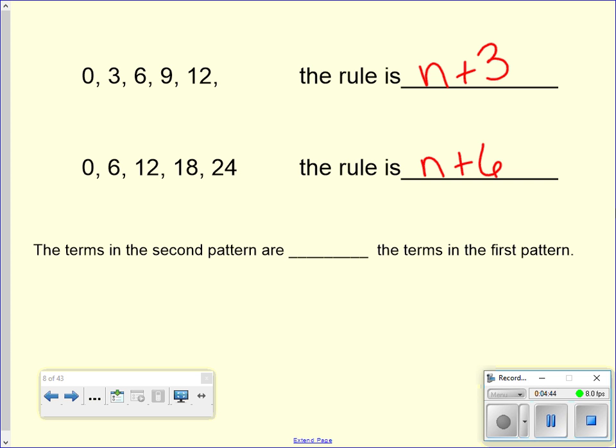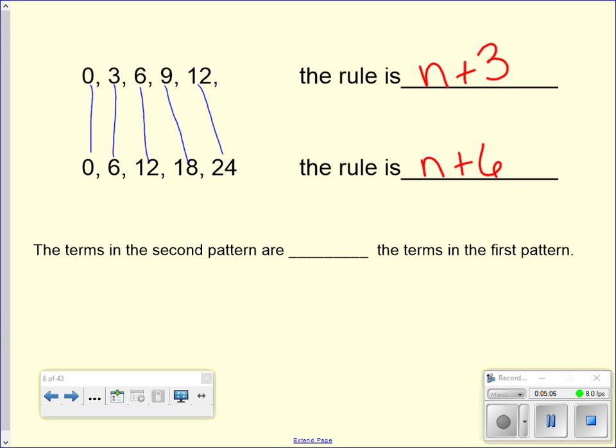The terms in the second pattern are blank the terms in the first pattern. They are wanting us to compare corresponding terms. This is what it means. First term to first term, second term to second term, third term to third term, and so on. What is the relationship between all of these numbers?